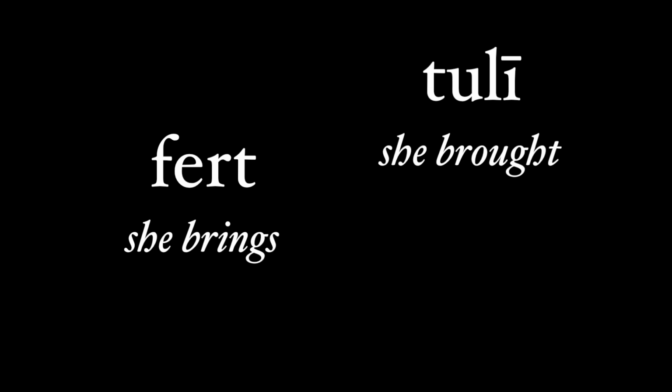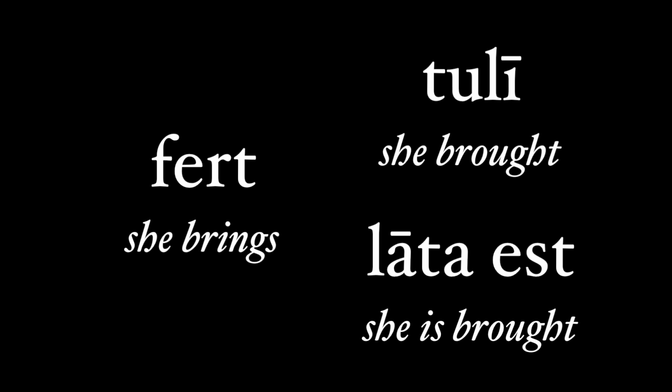So there's really two strange things going on with fero. The first is why the present tense drops the I in some of its forms, like in fert, she brings, when you'd expect it to be ferret. And the second is why the perfect active and perfect passive look so different from fero. Now a bit of warning, I'm going to be talking about some linguistic phenomena. It's not an easy explanation, but it is the explanation. And it really helps you understand why fero acts the way that it does.